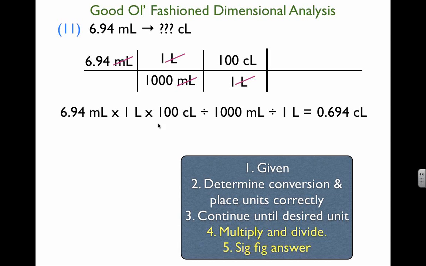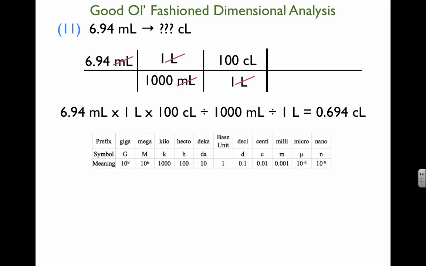So we've done all of these steps. Started with a given, determined the conversion factors that we needed, and placed the units correctly. We continued until our desired unit was reached. We multiplied and divided, and we found our sig fig answer. Good to go. Here is something else that we're going to do for this one. There is a smarty pants, fancy schmancy, really clever, sneaky way that I'm going to show you now. And the sneaky way has to do with this chart that you can find on page 29.